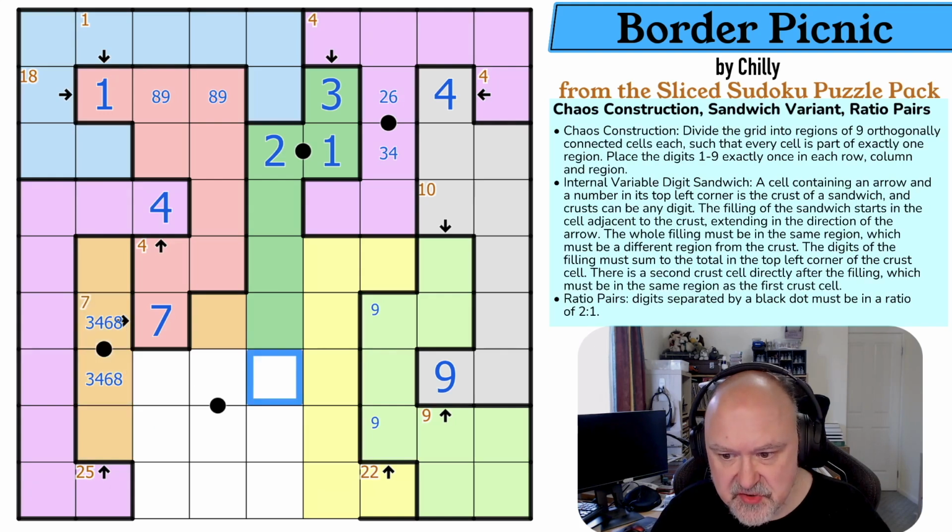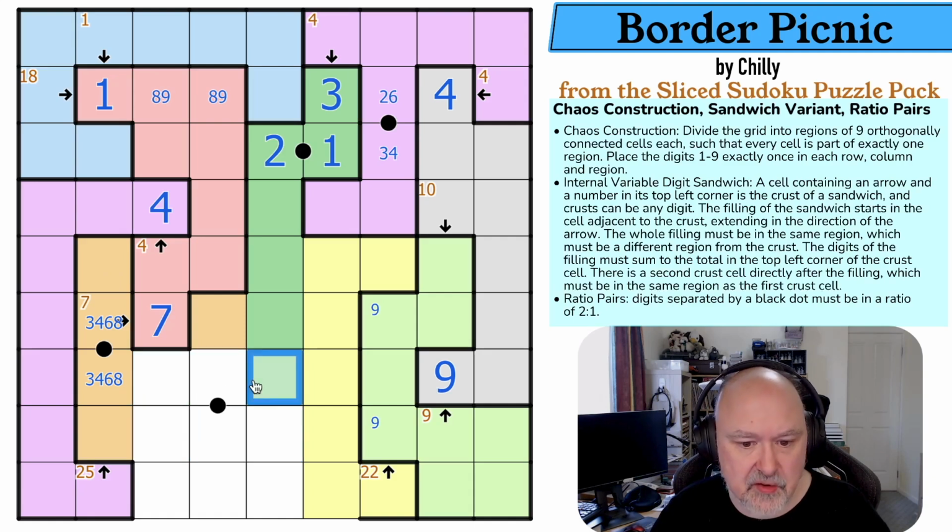Green must continue to grow. 1, 2, 3, 4, 5, 6, 7. 1, 2, 3, 4, 5, 6, 7. Yellow needs 2 cells in here. Green needs 2 cells in here, and orange gets the rest.